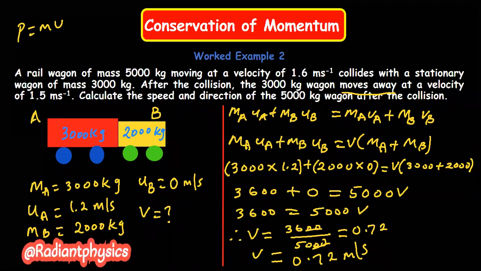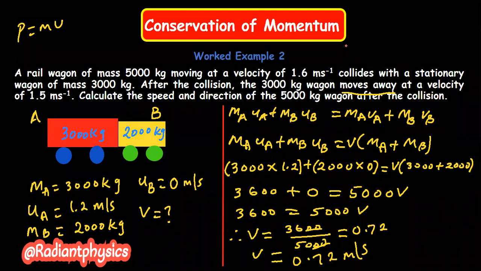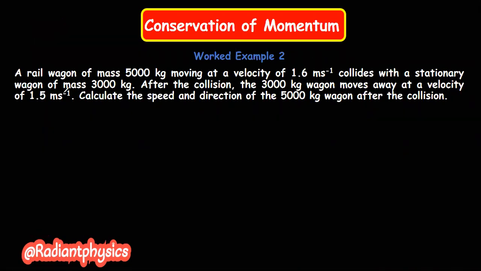All right, so let's consider the second example, but first we need to clear the screen so that we can have space for our calculation. Let's look at this question. It says that a rail wagon of mass 5,000 kilograms moving at a velocity of 1.6 meter per second collides with a stationary wagon of mass 3,000 kilograms, and after the collision, the 3,000 kilogram wagon moves away at a velocity of 1.5 meter per second. Calculate the speed and direction of the 5,000 kilogram wagon after the collision.